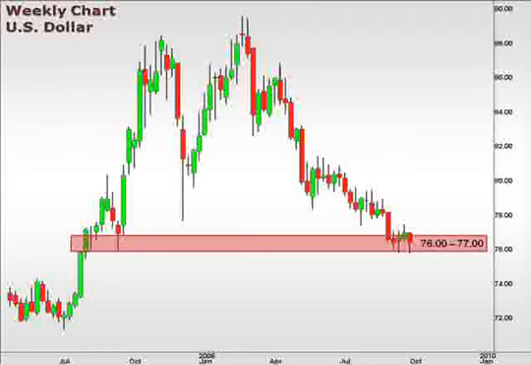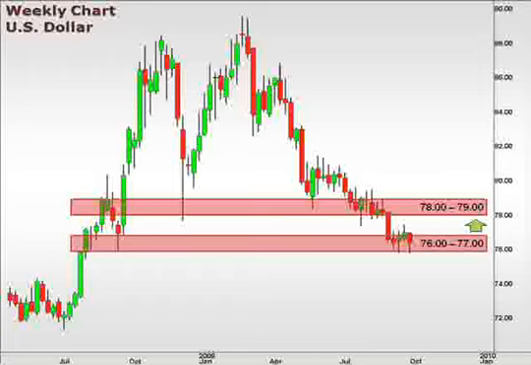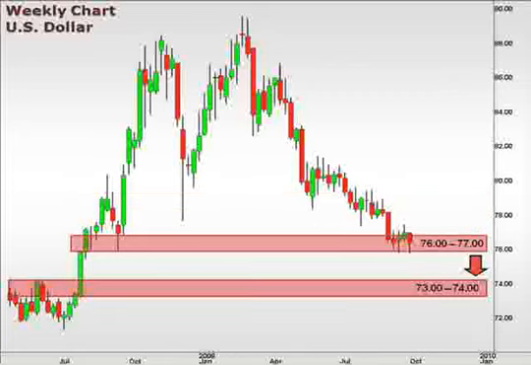You can see here that the 76-77 focal zone still remains intact as a very important support level in the bigger picture. With this level still intact, we still are open to the possibility of a move which may take us up into that 78-79 focal zone. If the 76 level does not hold, 73-74 is our next target to the downside.